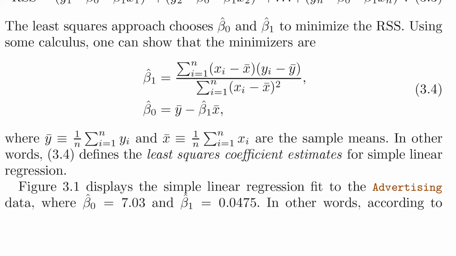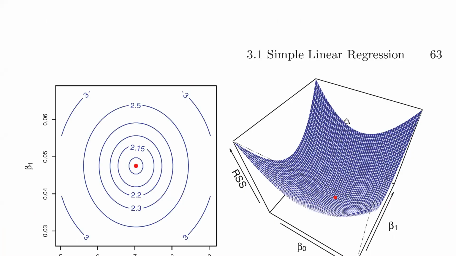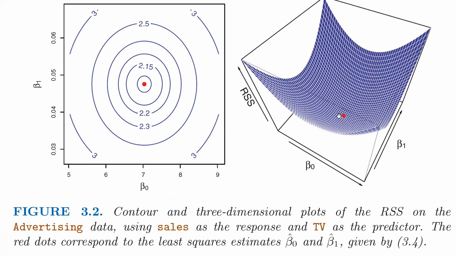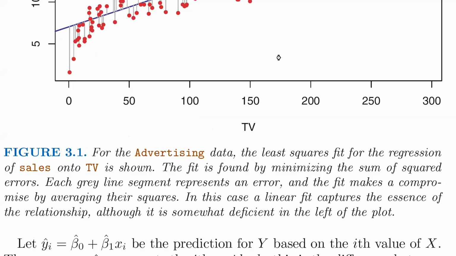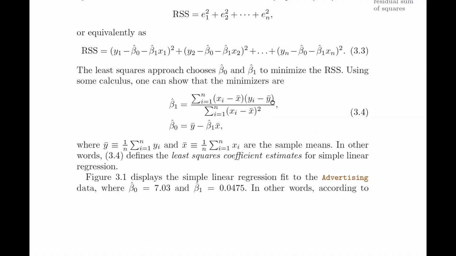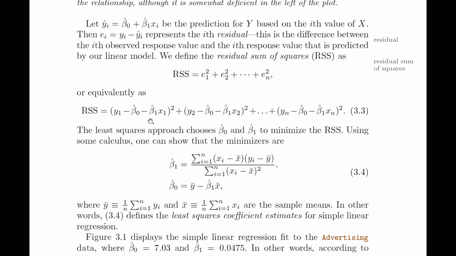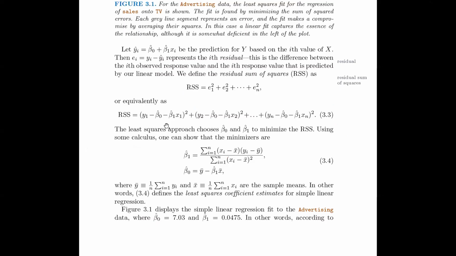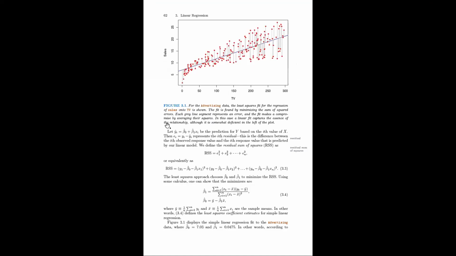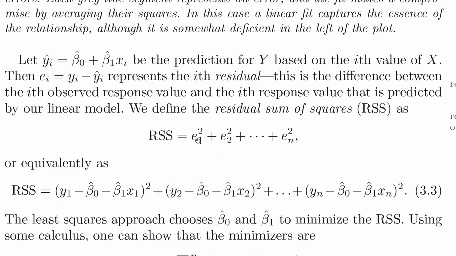Those two formulae give you the beta naught and beta 1 coordinates that minimize the RSS surface. You can even see it in this contour plot. And this was using derivatives on the RSS. So we define this variable, which is the sum of the residual sum of squares.